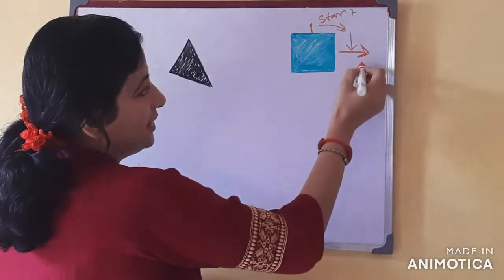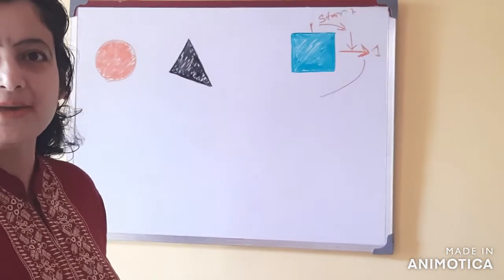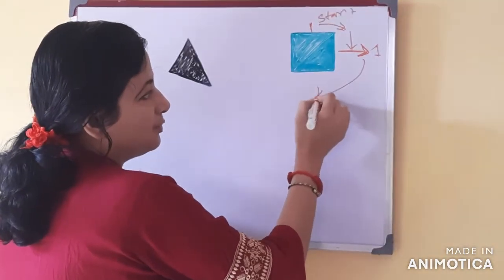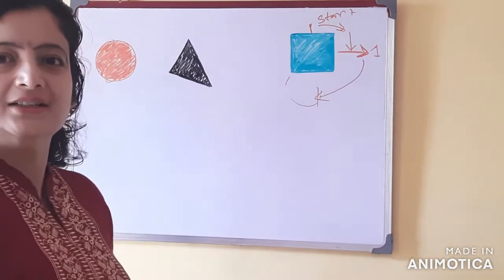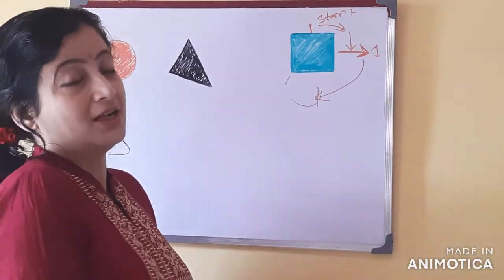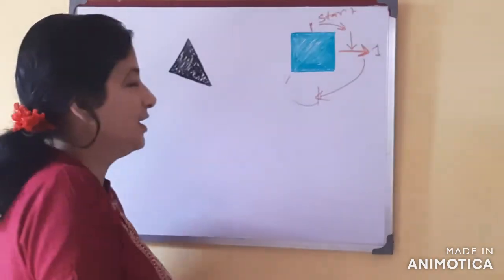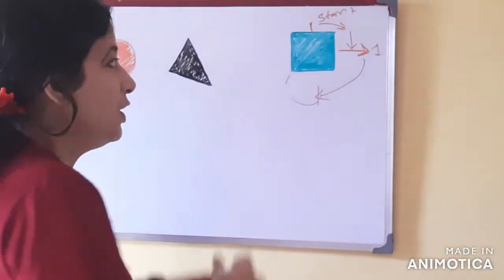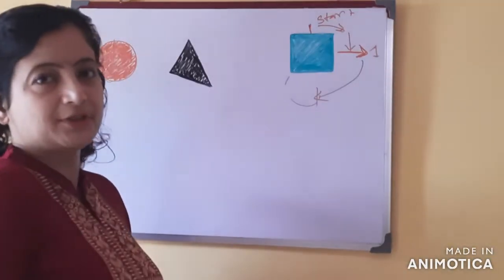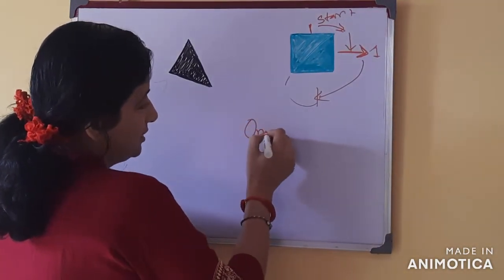Again, when it is coming to this position, we are getting another orientation which is the same as the original orientation of this square shape. So the order of the rotational symmetry of the square here will be, I am writing, order.